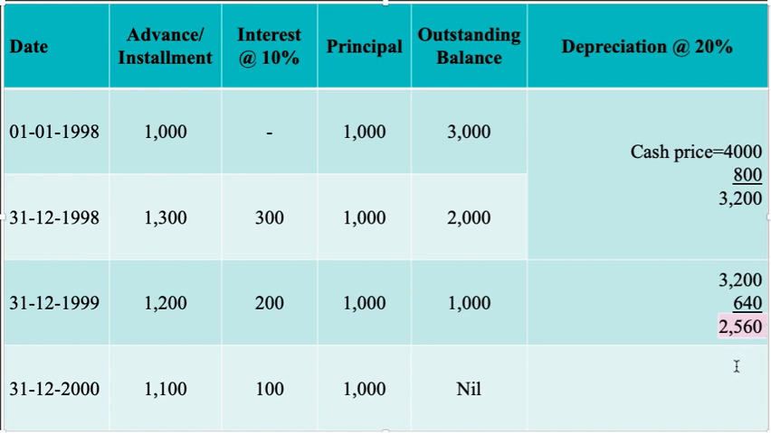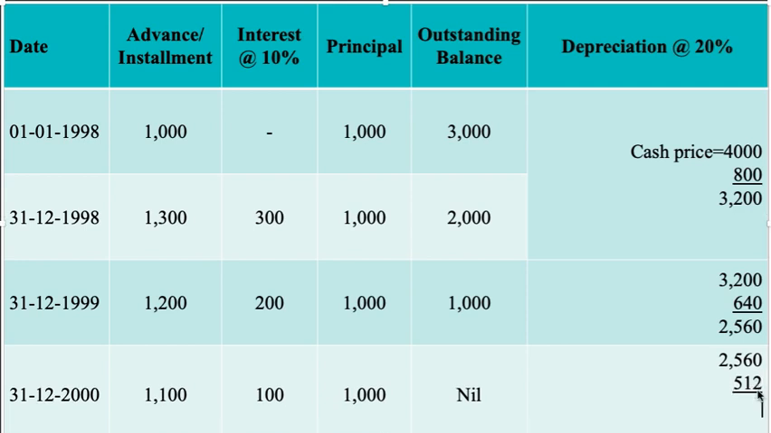Now here we have 2,560. On this we are going to charge the depreciation amount for the last year, for the third year. So 2,560 at the rate of 20%. If we see, this is 512 rupees, right? 512, when we deduct it from 2,560 rupees, we are going to get how much balance? 2,048 rupees, right? So this is how we can calculate the cash price, and because we had to calculate the depreciation amount, we had to prepare this whole table here.